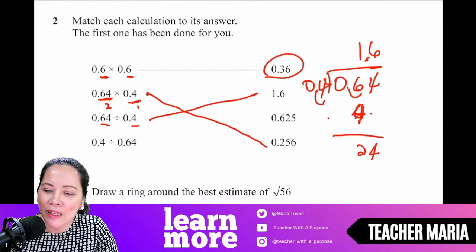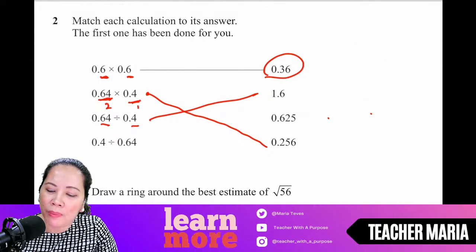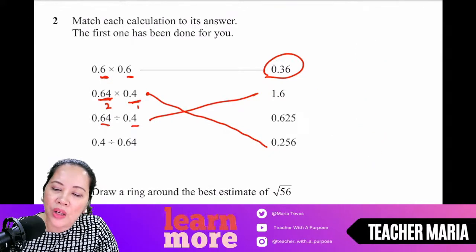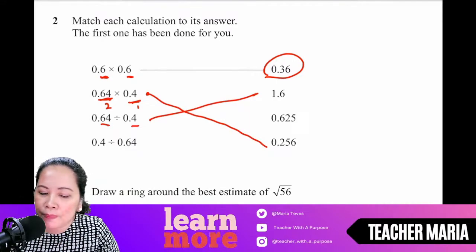All right, again, how did I divide 0.64 by 0.4? You have to convert one of which by moving the decimal place to make it a whole number.